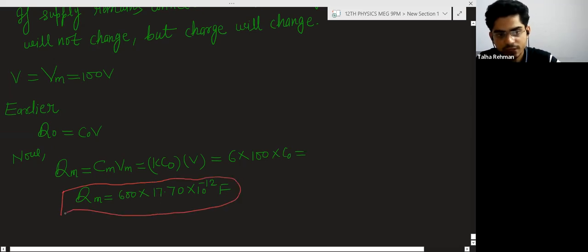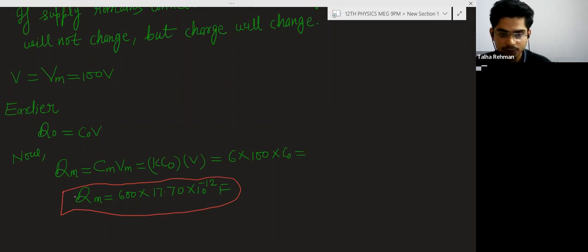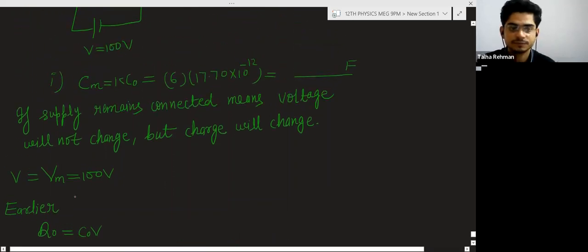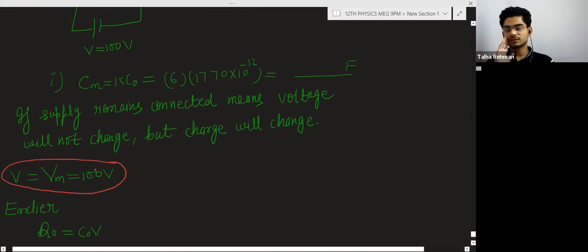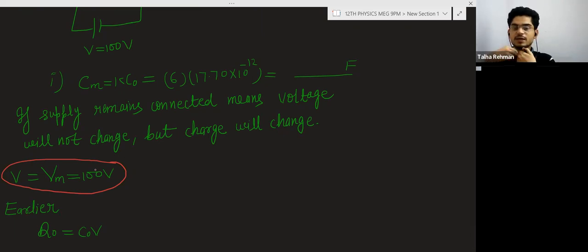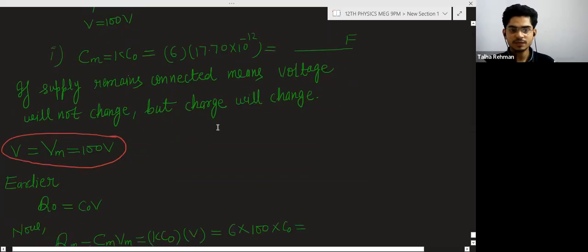See here, if the battery remains connected, the charge will increase. So we have seen that there are two quantities here. One is potential, one is charge. When the battery remains connected and a dielectric of mica is introduced between the plates, then the potential, or you can say potential difference, will remain the same, but the charge will change, meaning the charge will increase.